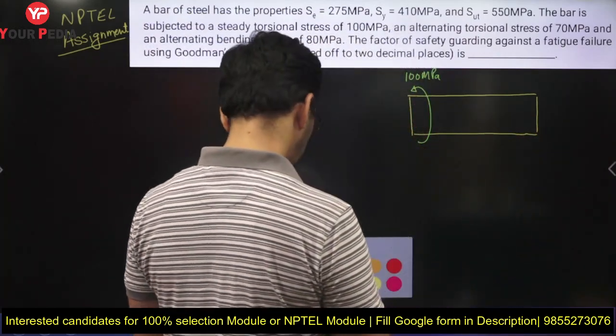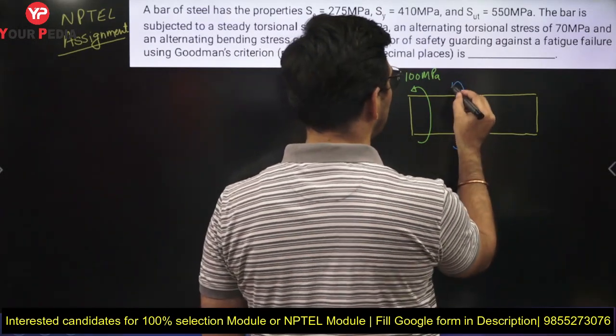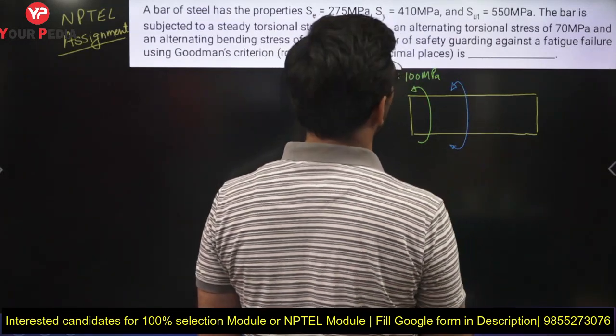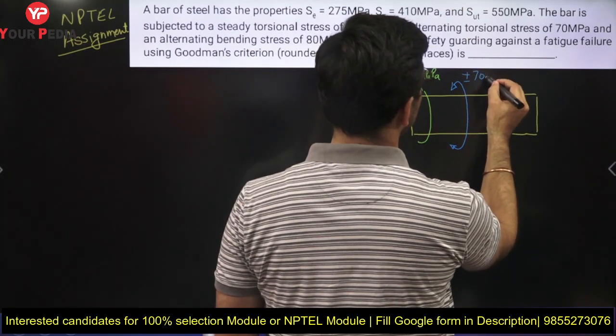So if I show that stress, you have one more torsional shear stress, which is plus minus 70 megapascal.